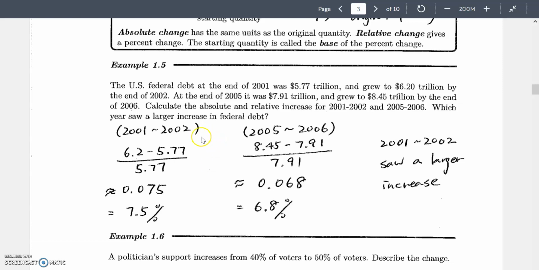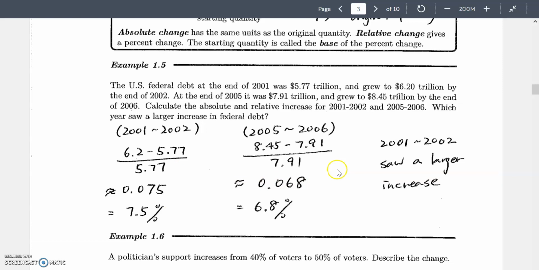If you're looking from 2001 to 2002, you do the difference first on top. One of the tricks you can do is take the big number minus the small number, so you don't end up with a negative number. But if you do, just remember you want the absolute change, so keep the positive value. Then you divide by the original number. It's going from 2001 to 2002, so the original debt number is 2001. So you take the difference, divide by the original number 5.77, and you end up with 7.5%.